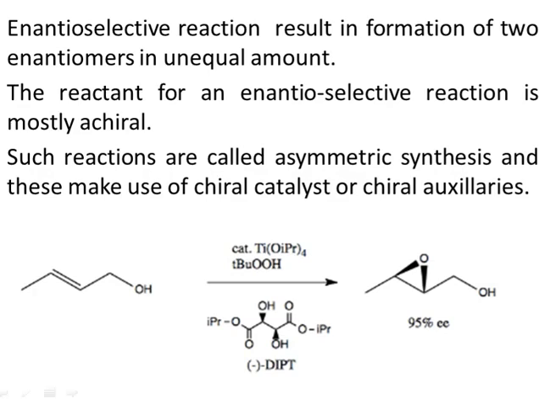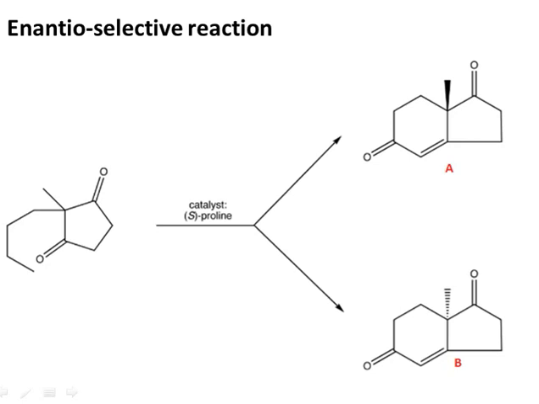And as we have already mentioned, enantio-selective reactions are also called asymmetric synthesis, right? And normally when you are carrying out the asymmetric synthesis, we may use a chiral catalyst or we may use chiral auxiliaries. So these reagents help to preferentially convert the reactant into one of the two isomers.